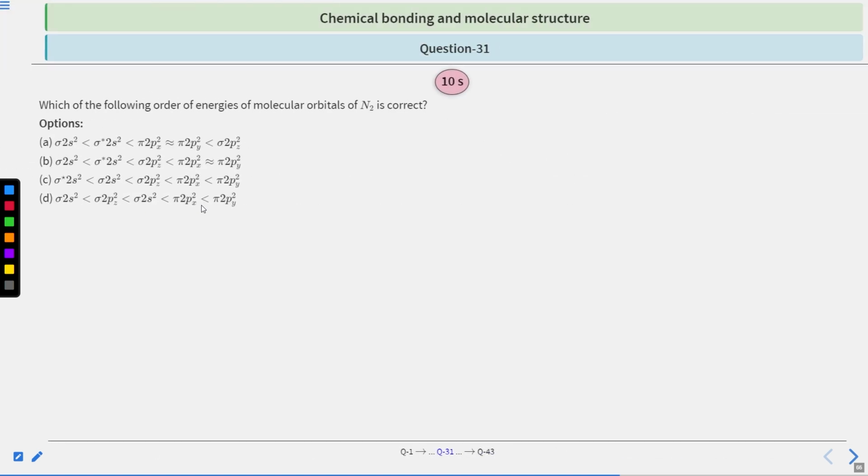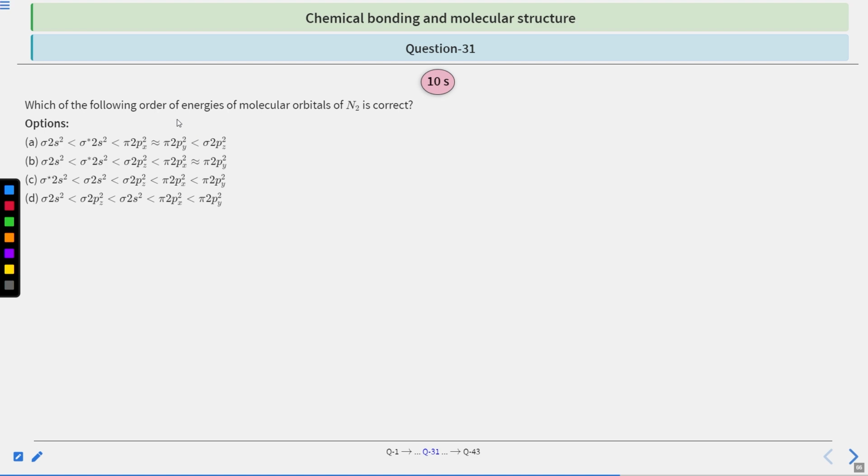Okay, so moving on to the next question. Question number 31. Which of the following order of energies of molecular orbitals of N2 is correct? Options are: first one, the most is sigma 2pz square, then pi 2py square, which is equivalent to pi 2px square, then sigma star 2s2, then sigma 2s2. Second, the most is pi 2py square equivalent to pi 2px square, then sigma 2pz square, then sigma star 2s2, then sigma 2s2.